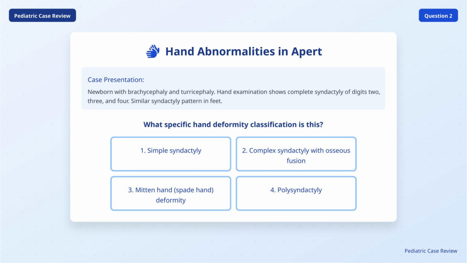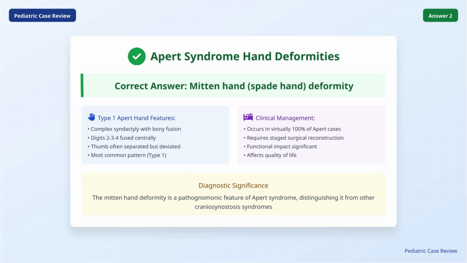A newborn presents with brachycephaly and pterocephaly. Hand examination reveals complete syndactyly involving digits 2, 3, and 4. Similar syndactyly patterns are observed in the feet. What specific hand deformity classification describes this finding? Option 1, simple syndactyly. Option 2, complex syndactyly with osseous fusion. Option 3, mitten hand or spade hand deformity. Option 4, polysyndactyly. The correct answer is mitten hand, also called spade hand deformity.